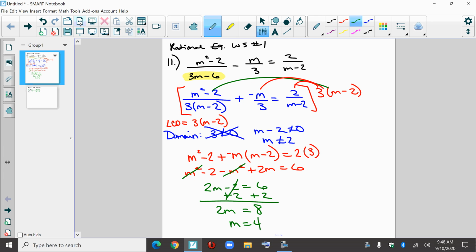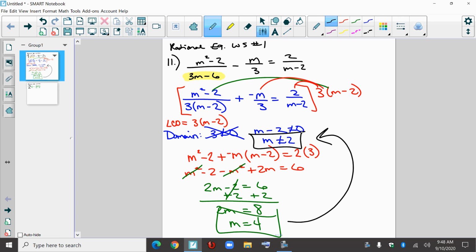So I'm going to go back up, and I'm going to check this answer, because this is the answer that I found. But I have to then go back up and check it against my domain restrictions. This box says I can have any answer as long as it's not positive 2. So since 4 is not 2, this answer checks out, and I am done with number 11.